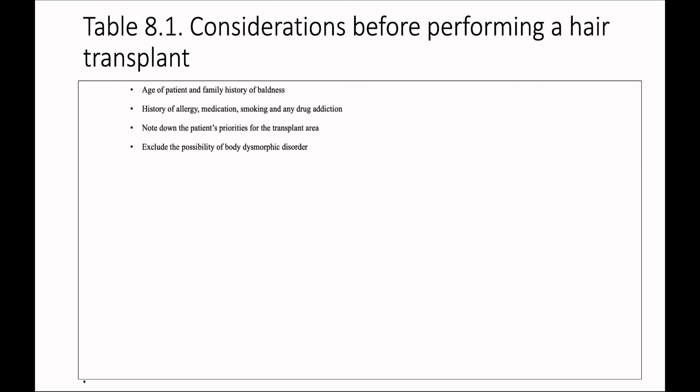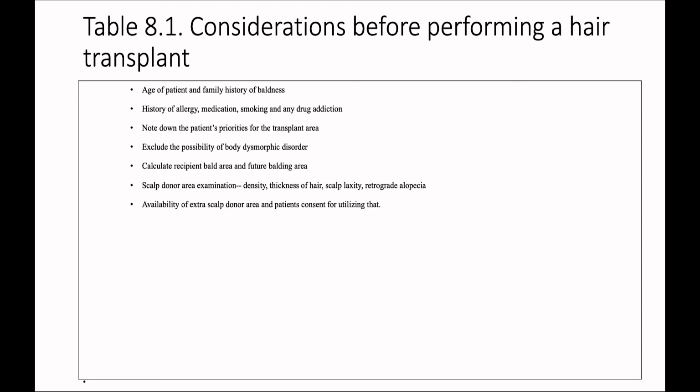Exclude the possibility of body dysmorphic disorder. Calculate the recipient bald area and the future balding area. Scalp donor area examination: density, thickness of hair, scalp laxity, and the retrograde alopecia on the donor side. Then the availability of extra scalp donor area and the patient consent for utilizing that.